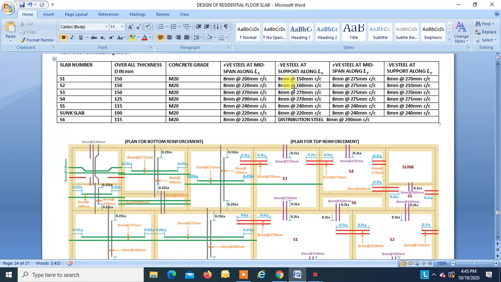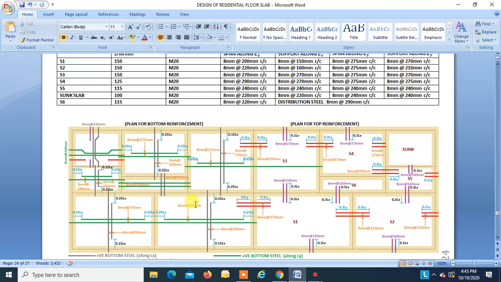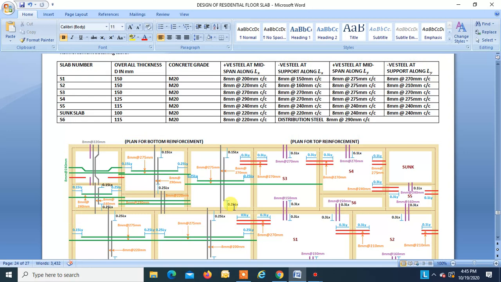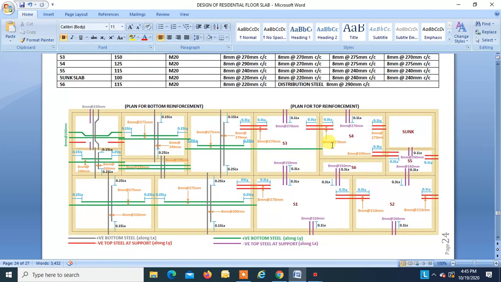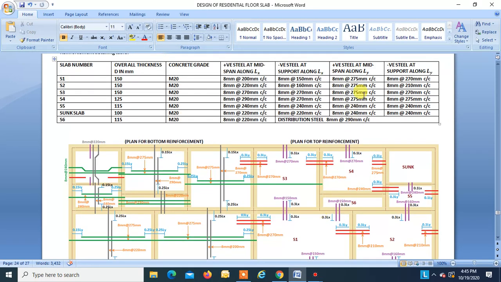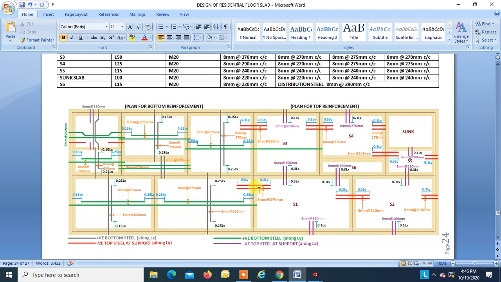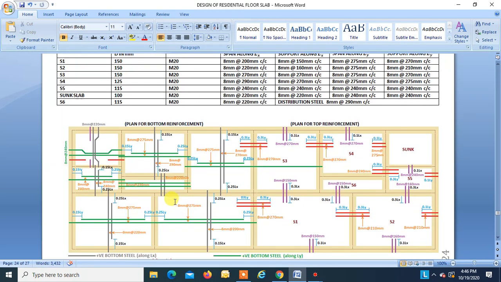Now you can see the positive steel along Ly is 8 at 275 center to center, right? Now this is the negative steel, 8 at 150 center to center, right? Now this is the negative steel on the support along Ly, 8 at 270 center to center. So this is that steel, 8 at 270 center to center, right? Now please, one thing is to be remembered.